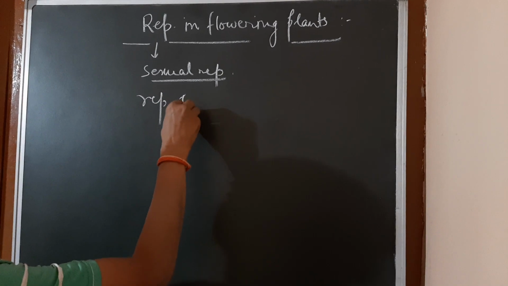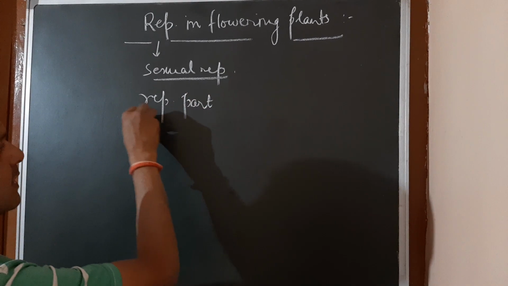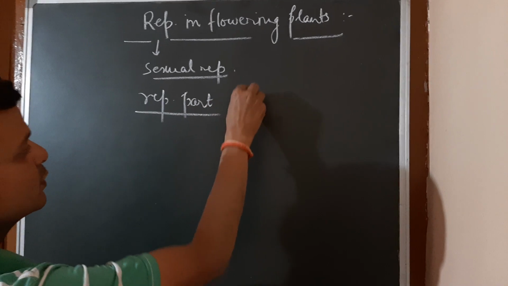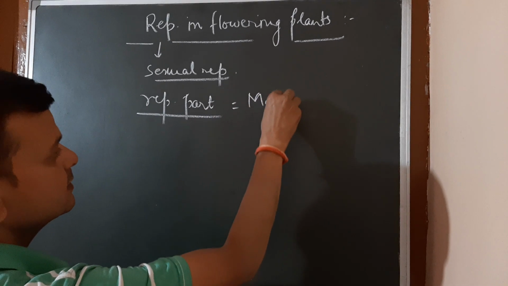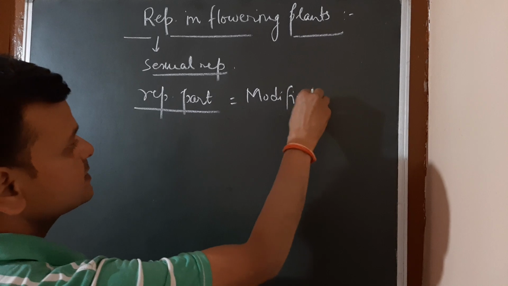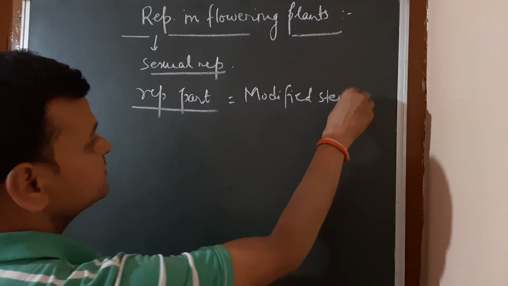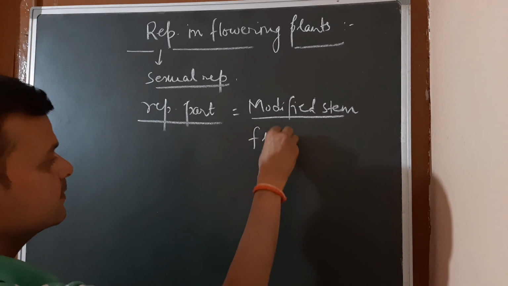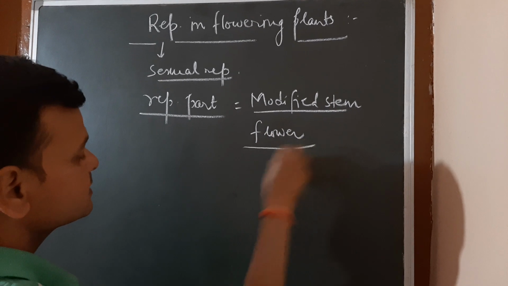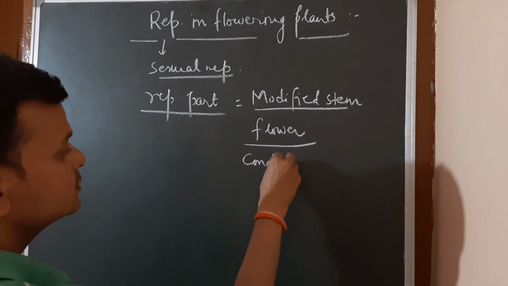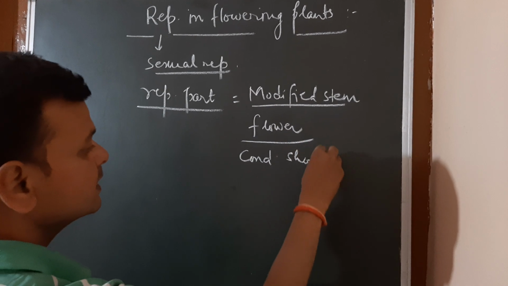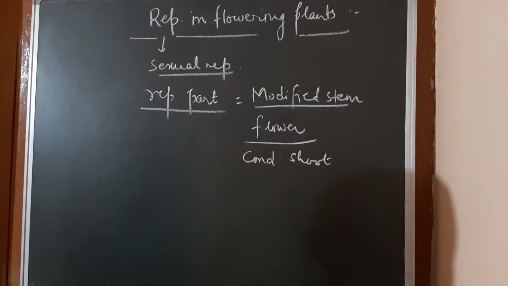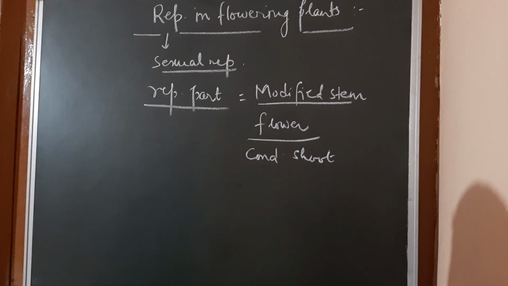There is a reproductive part, and the reproductive part is the modified stem, which we also call the flower. It could also be called a condensed shoot. In the previous video, we have seen the structure of the flower.